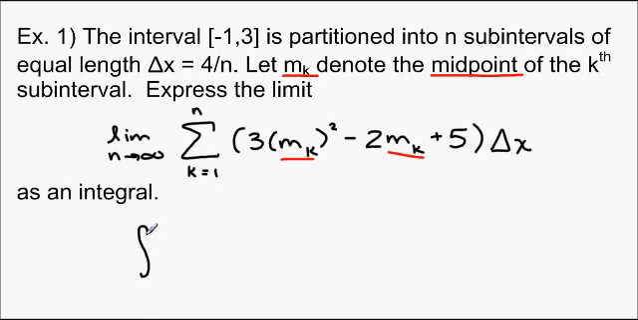So I'm going to draw my integral sign here. I see my interval is from -1 to 3, so -1 to 3 of my function, which is 3x squared. So I'm replacing that midpoint with an x because it could have been any point on the interval, minus 2x plus 5 dx. You need to write the dx there. And this is our answer.